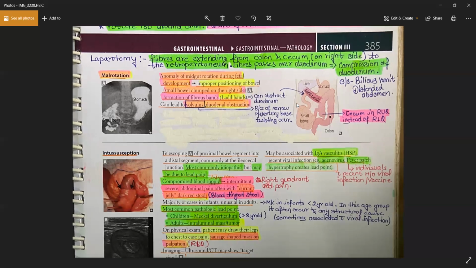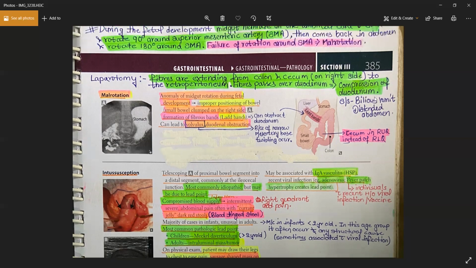Okay, the patient will present with bilious vomiting because of duodenal obstruction. Bilious vomiting would be there, abdominal distension would be there, constipation would be there. When you do the laparotomy, you will see the fibrotic bands which are extending from the colon to the retroperitoneum, right? Very important. And because these fibers pass the duodenum, you can have a compression of the duodenum also, right? Very important to note.